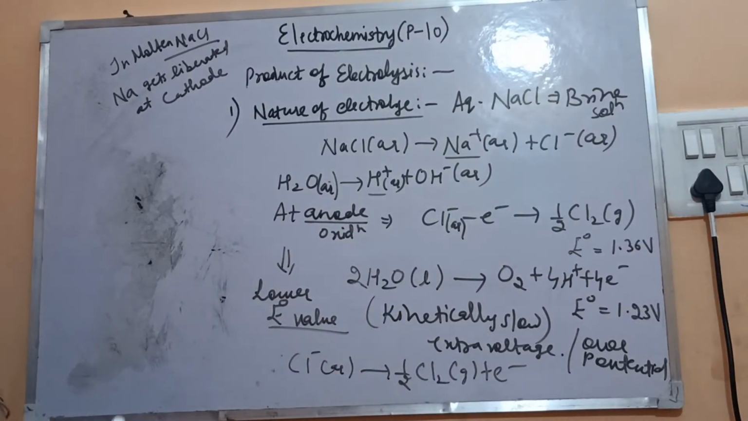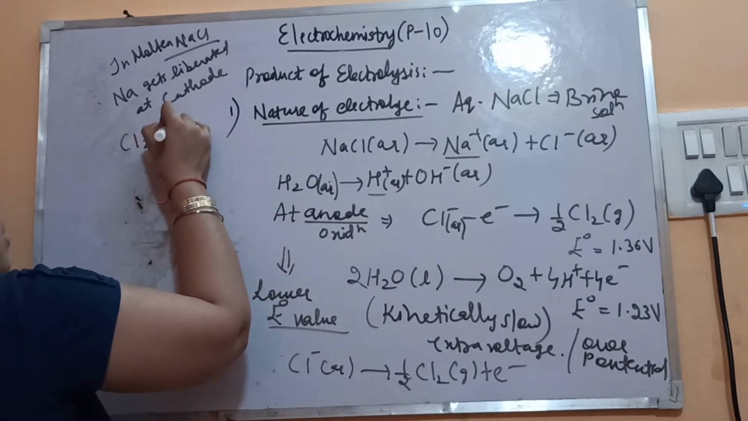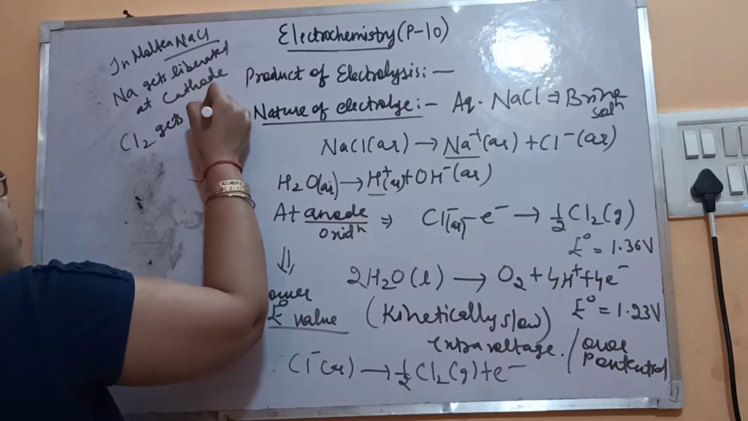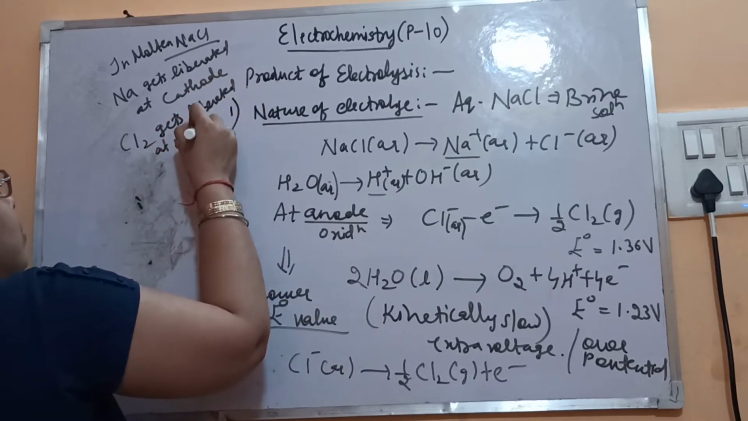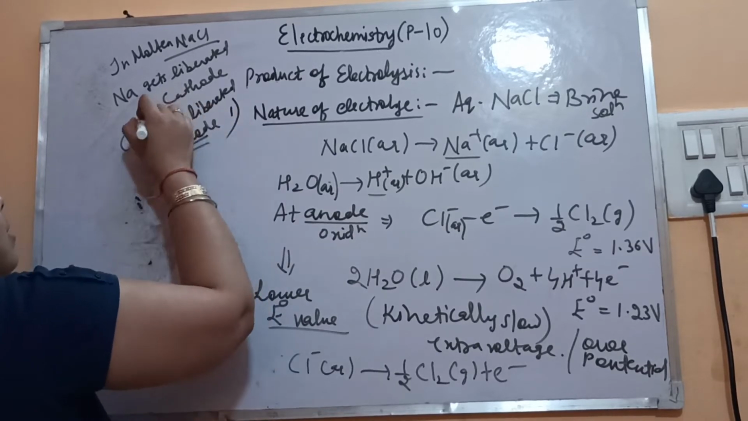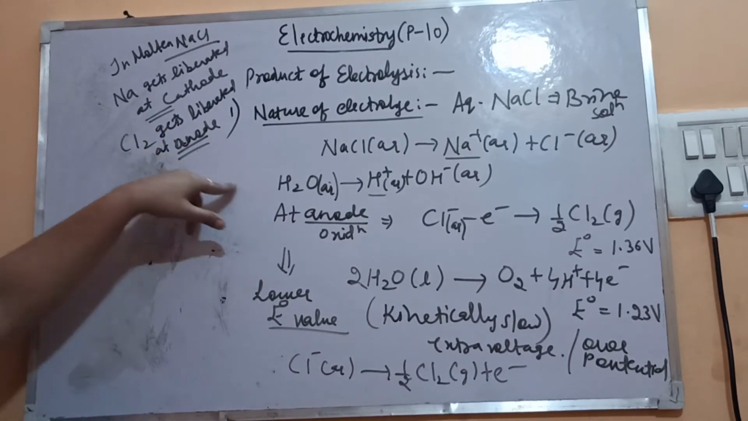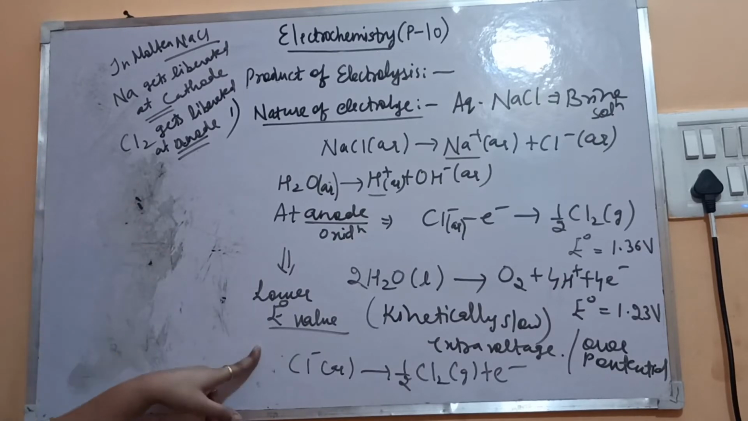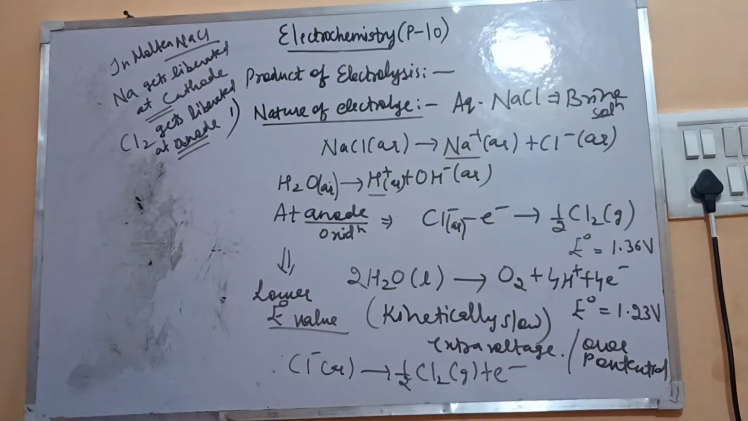Okay, and in molten NaCl also chlorine was getting liberated at the anode. So this is the same, and this is different here. At the cathode, here sodium is getting liberated and here hydrogen is getting evolved. Here chlorine gets liberated, and here also chlorine is getting liberated at the anode. Fine. So let's see the overall reaction.